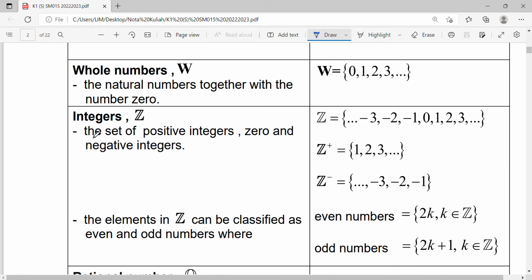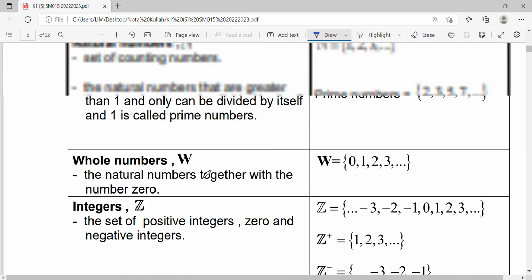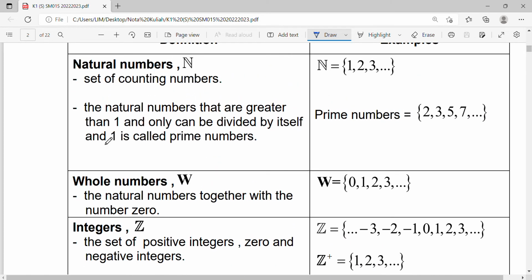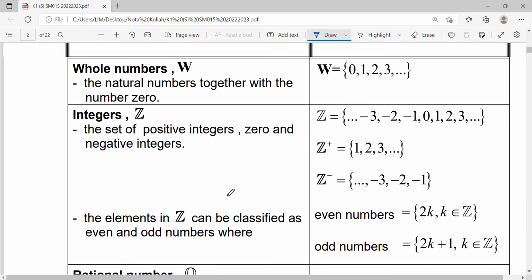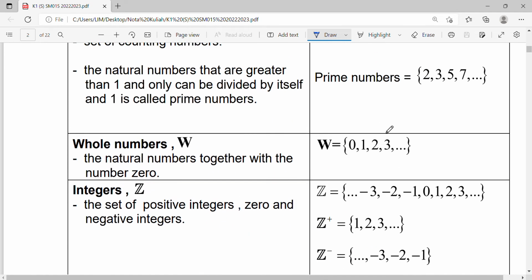So therefore, with integers, you can state positive 1, 2, 3, or not. 0 is considered neutral. And then negative numbers start from negative 1, negative 2, negative 3, and so on. So with all these categories, natural numbers, whole numbers, integers, you can notice that all these numbers are individual, one by one. They don't have fractions, they don't have decimals.